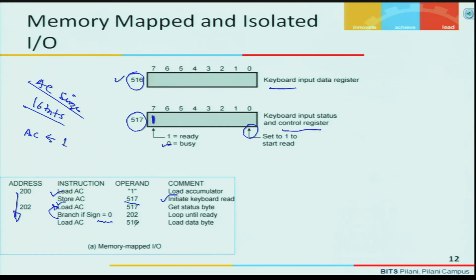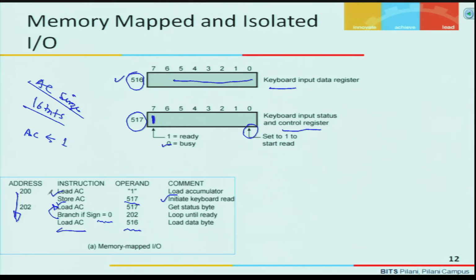Once it is ready, that means the keyboard data register contains the data which was keyed in by the user into this input data register. From the location 516, the AC register is loaded. The AC register is loaded with the value of 516, and 516 contains what was keyed in by the user. So this is the way one byte of data is read from the keyboard.